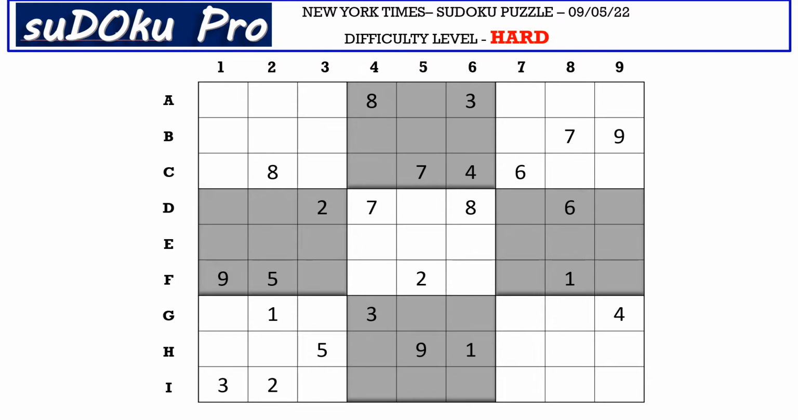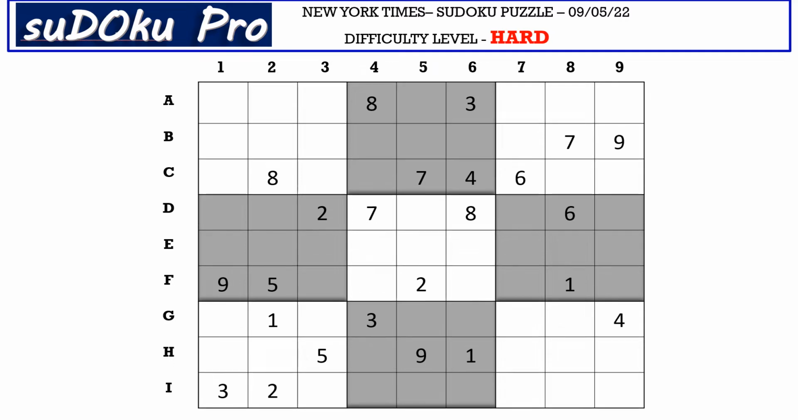This is a hard level Sudoku from New York Times. Let's get started. There is an 8 in A row and an 8 in C row, which blocks these two rows. So B7 takes 8.